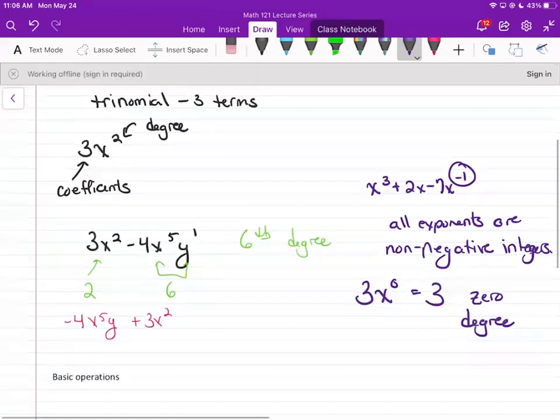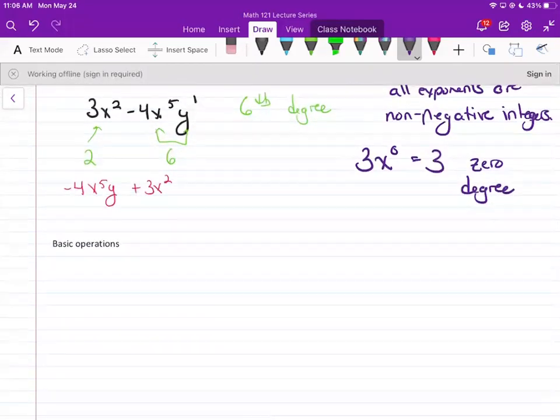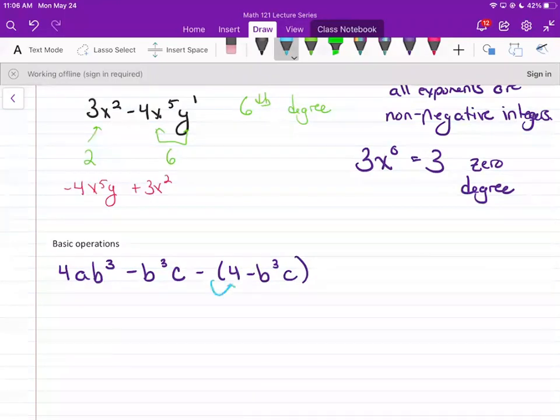You need to be able to perform basic operations with polynomials, which include things like addition and subtraction, multiplication and division. We'll deal with division completely separately. But with addition and subtraction, you're dealing simply with combining like terms. So for example, if I have an expression like this, where I am subtracting two polynomials, notice the first thing I'm going to do is distribute this negative sign to both terms. I end up with 4ab cubed minus b cubed c minus 4 plus b cubed c.